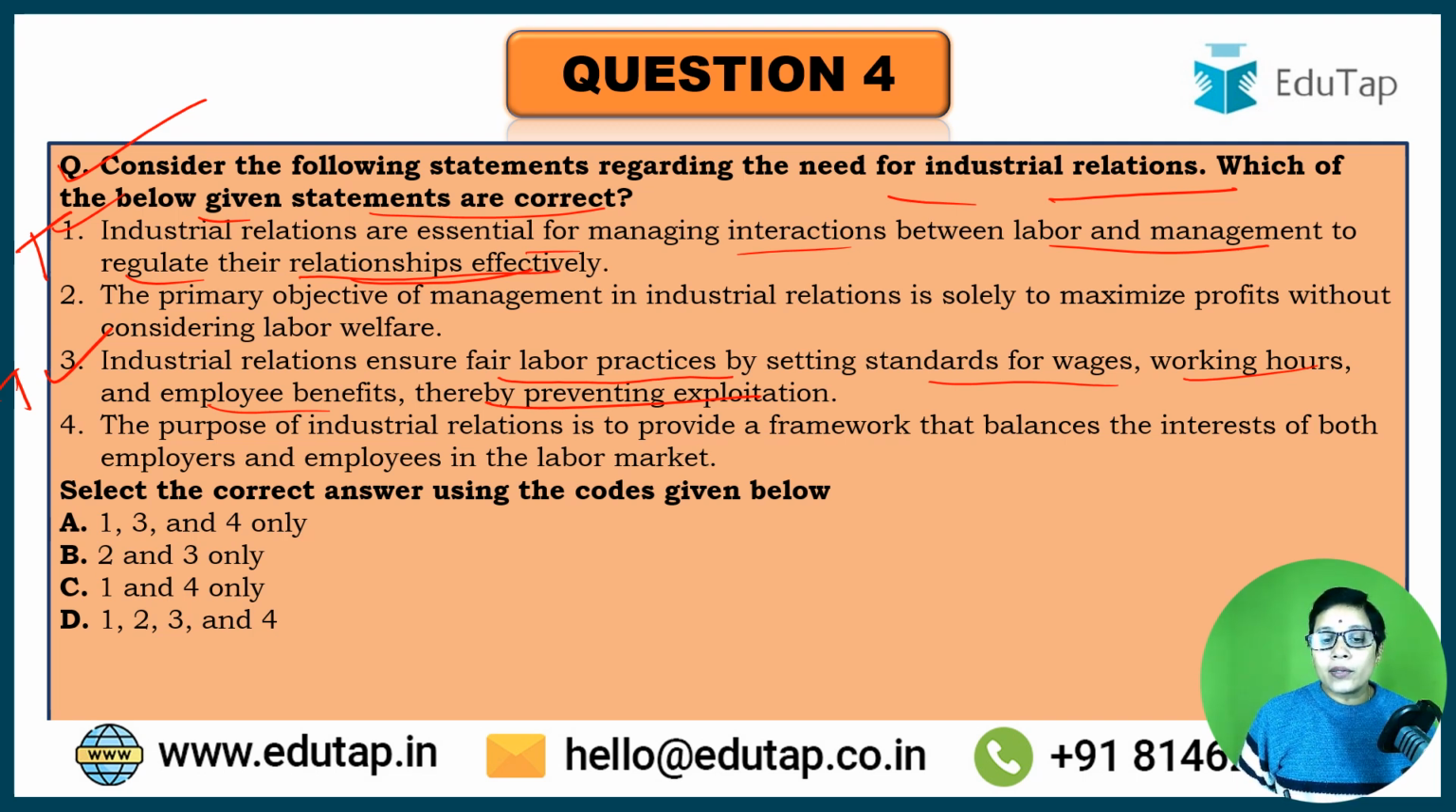The purpose of industrial relations is to provide a framework that balances the interest of both employers and employees in the labor market. Yes, this is also very much true, because balance is the primary objective. The primary objective of management in industrial relations is solely maximizing the profits without considering labor welfare. So if we have said statement 3 is true, then this would obviously be false, because keeping labor welfare in mind, they have to maximize the profits, right? So only 1, 3 and 4 are correct here.